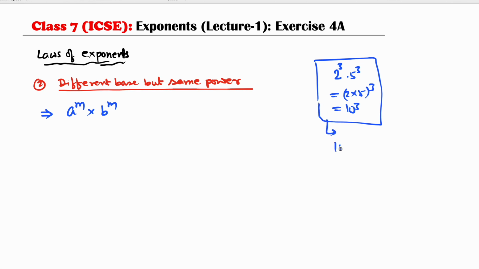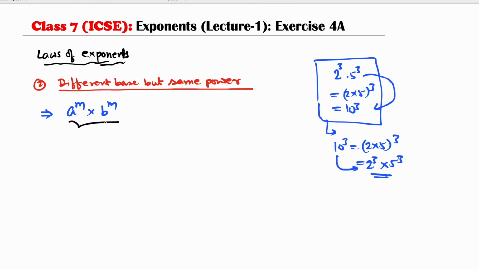Suppose we have written 10 to the power 3. Then what we do? We do 2 into 5 to the power 3. Now 3 is taken at the power of 2 and 3 is taken to the power of 3. So this can be split and this can be merged. So here we merge the powers.